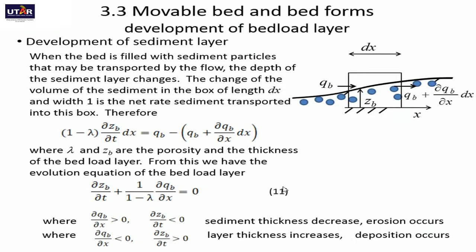When more transport occurs, the bed is scoured and the thickness will decrease, which is erosion. Where the transport is low, the sediment transported to that location will accumulate, resulting in deposition. The variation in the sediment transport will create a non-flat bed, which is called the bed form.